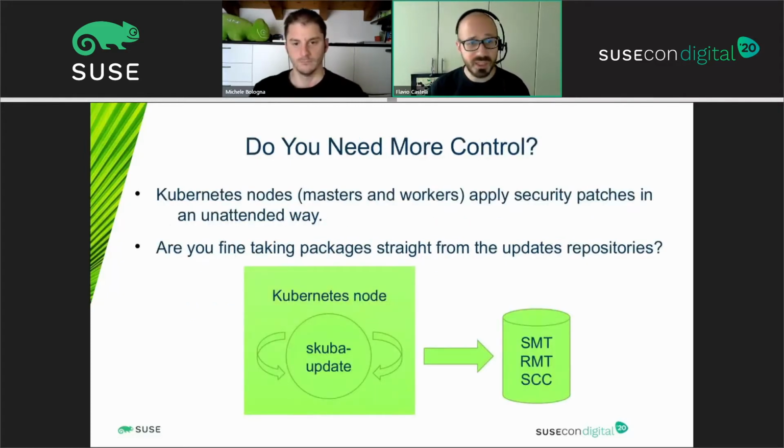So everything is working fine, but Skuba-Update and Skuba are consuming packages and images straight from the source, which is the SUSE Customer Center with its repositories, or if you're using SMT or RMT, it's using what you have mirrored. But are you always fine having these unattended updates consuming packages straight from our repos? I guess a lot of you are used to managing updates in a more controlled fashion, monitoring what gets rolled out to which system and when.